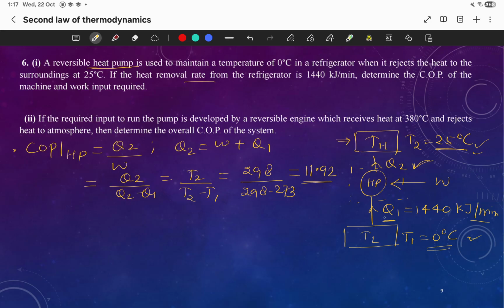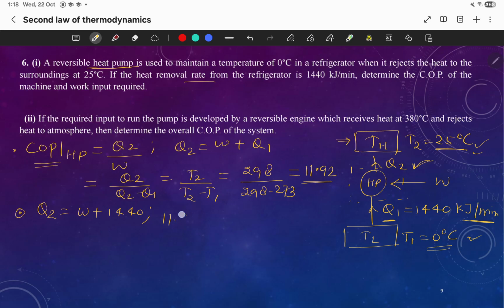If Q1 is given, just apply the energy balance relation. Can we calculate the Q2 value? Q2 will be W plus Q1, that is W plus 1440. The unit is kilojoule per minute. This is the Q2 value.